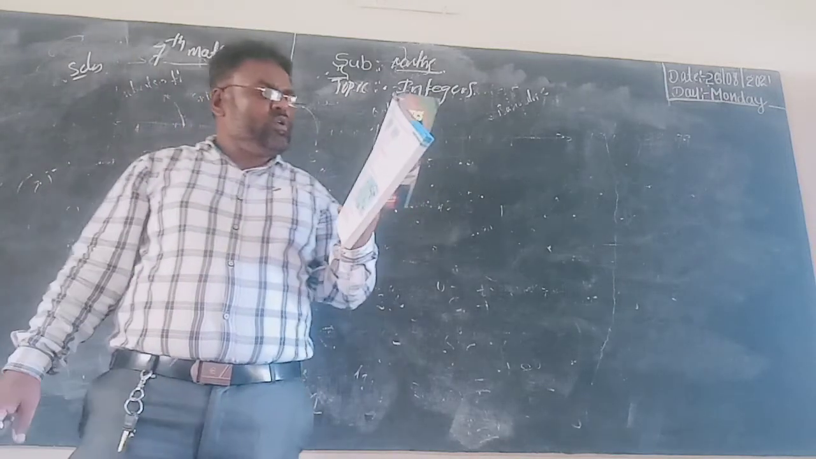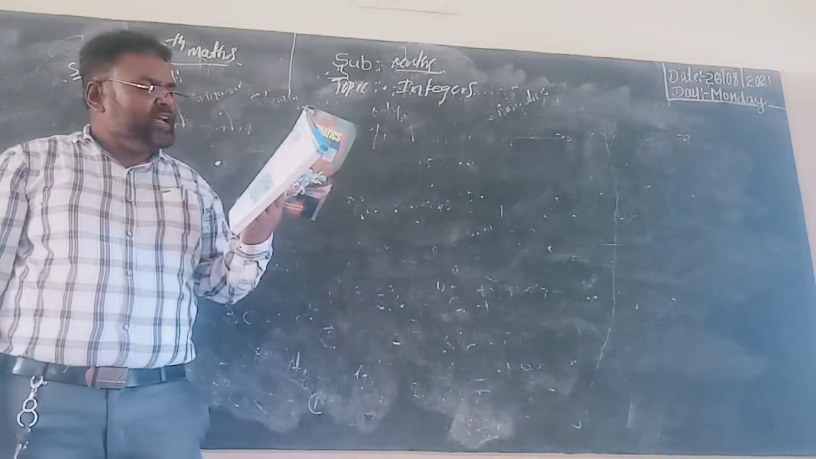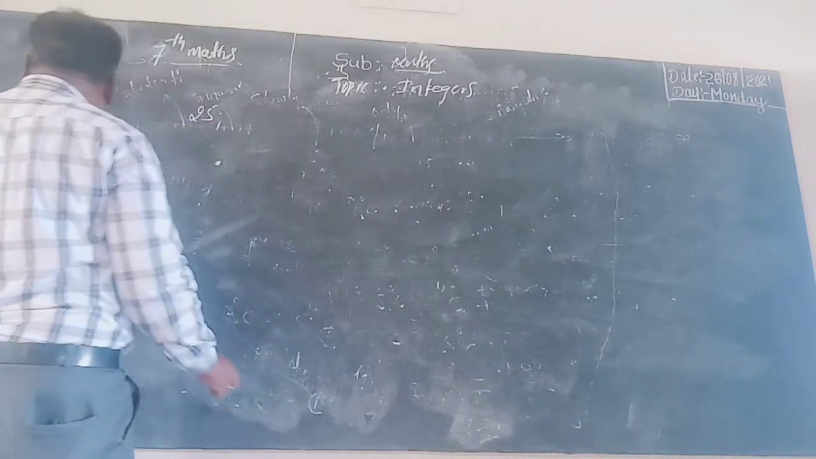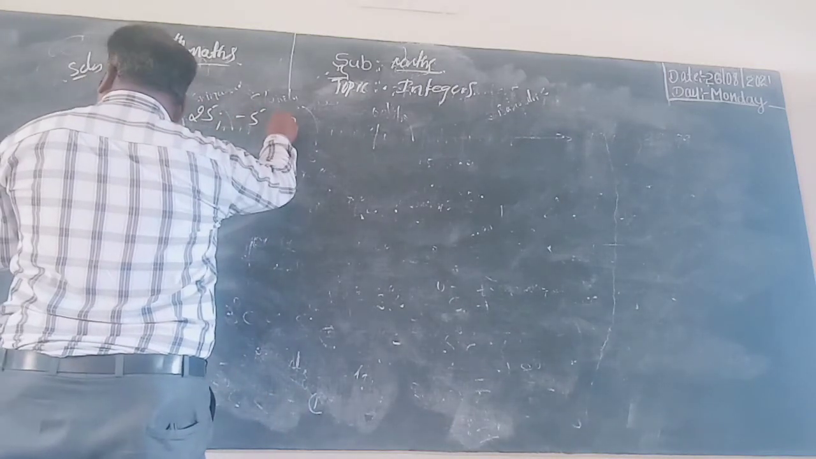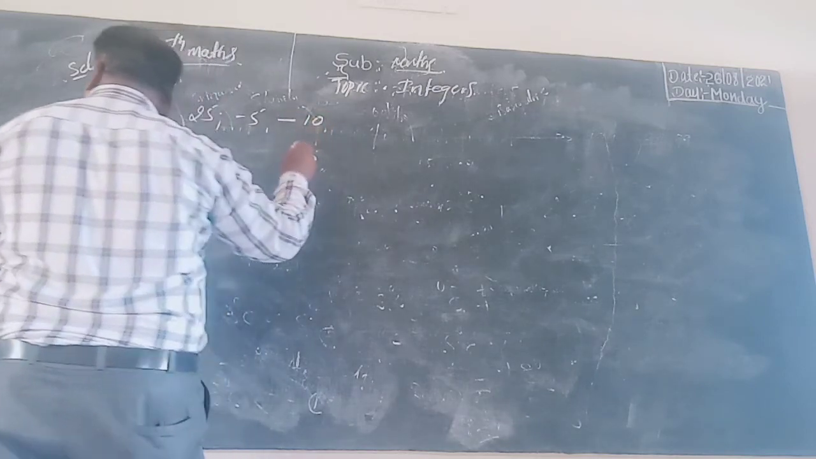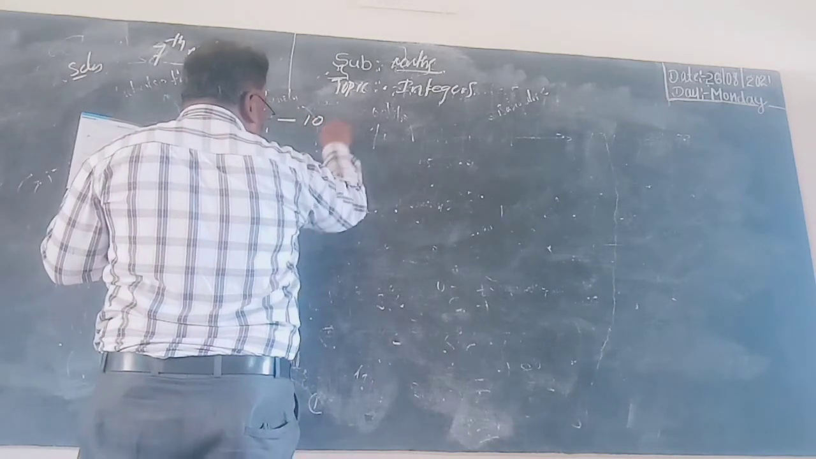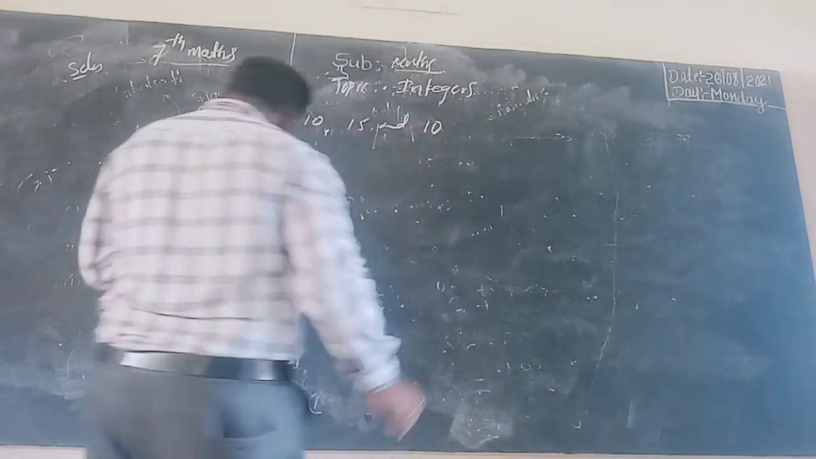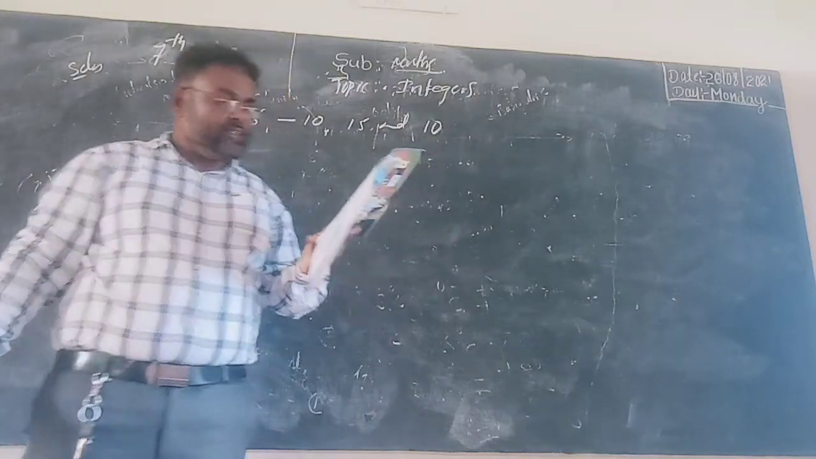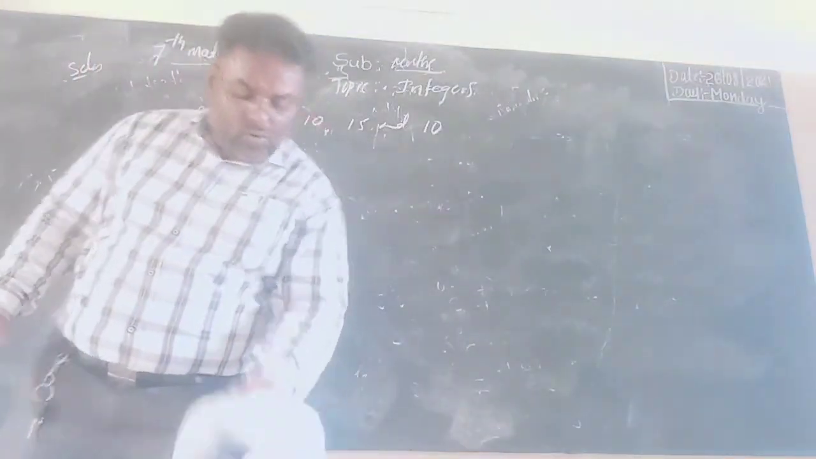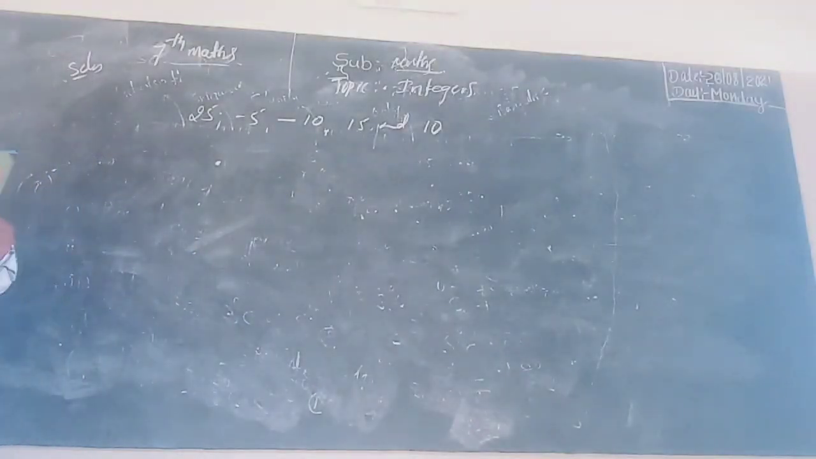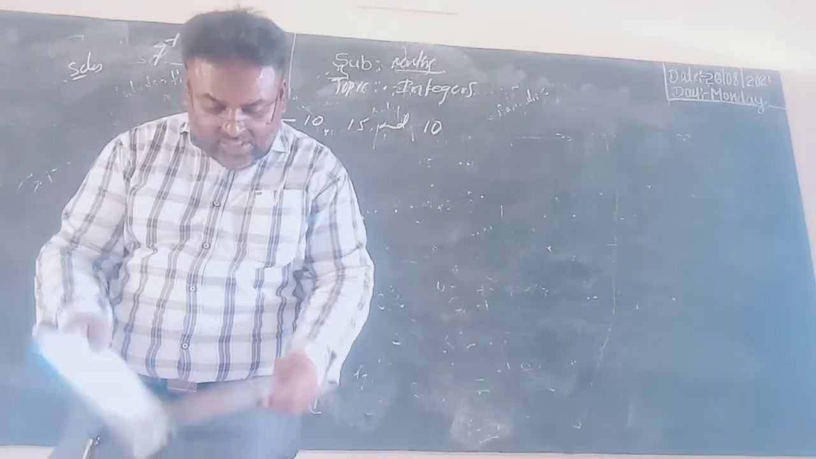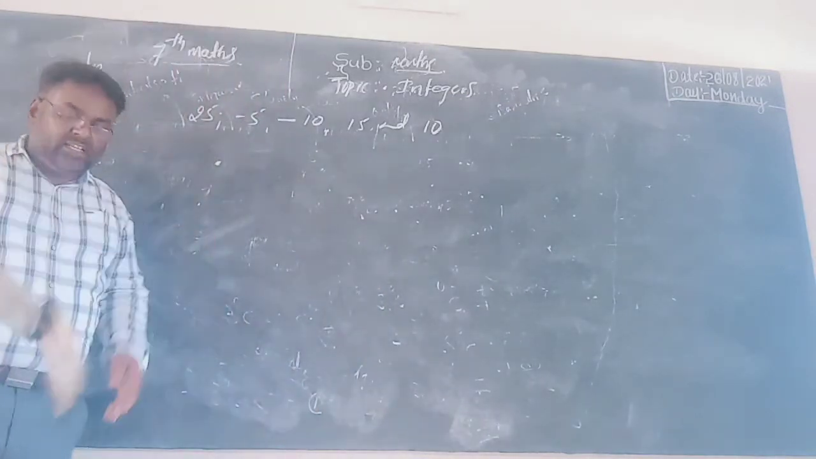If Jack's scores in 5 successive rounds were 25, minus 5, minus 10, 15 and 10, what was his total at the end? So if Jack scores in 5 successive rounds, what is his total?